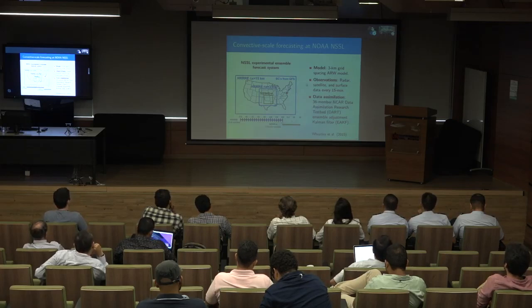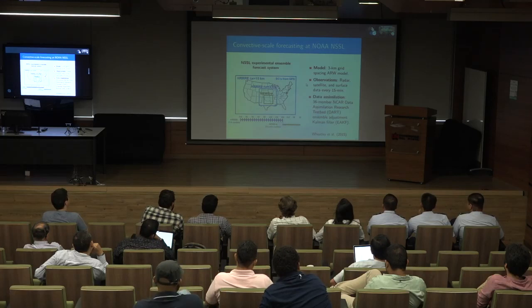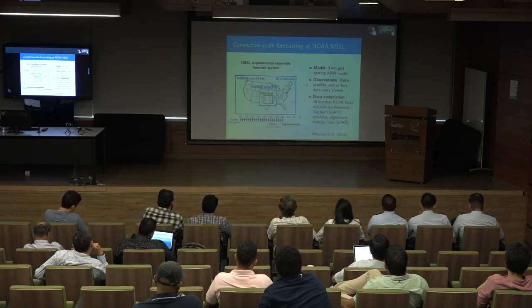And I'm going to show 3 different cases using this system, comparing this new localized particle filter with their current data assimilation system, which is the ensemble adjustment Kalman filter, which I mentioned earlier, using the NCAR Data Assimilation Research Testbed. This is all done using a very small ensemble, so they can only afford 36 members for this, and so it's a tiny ensemble for an EnKF. Let alone a particle filter.